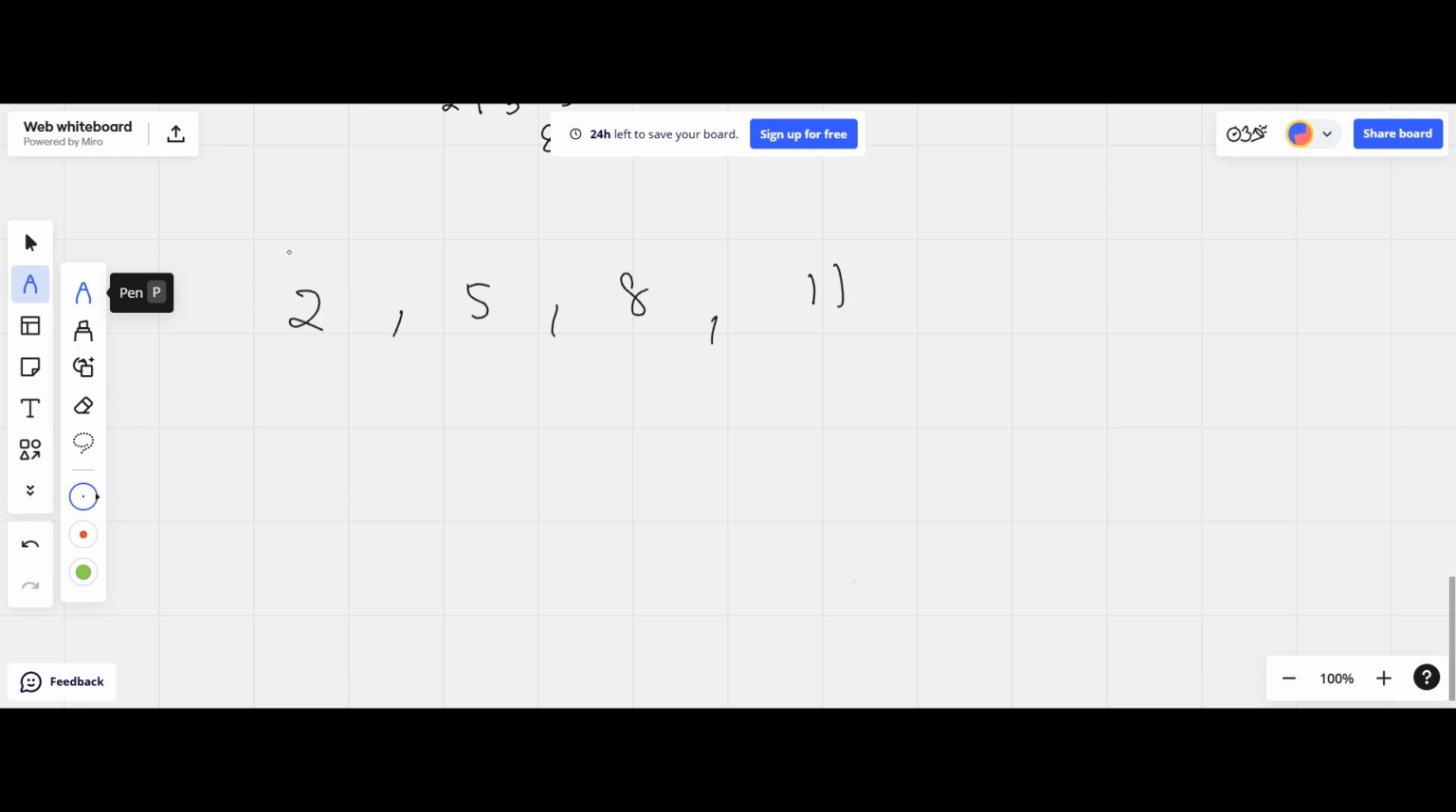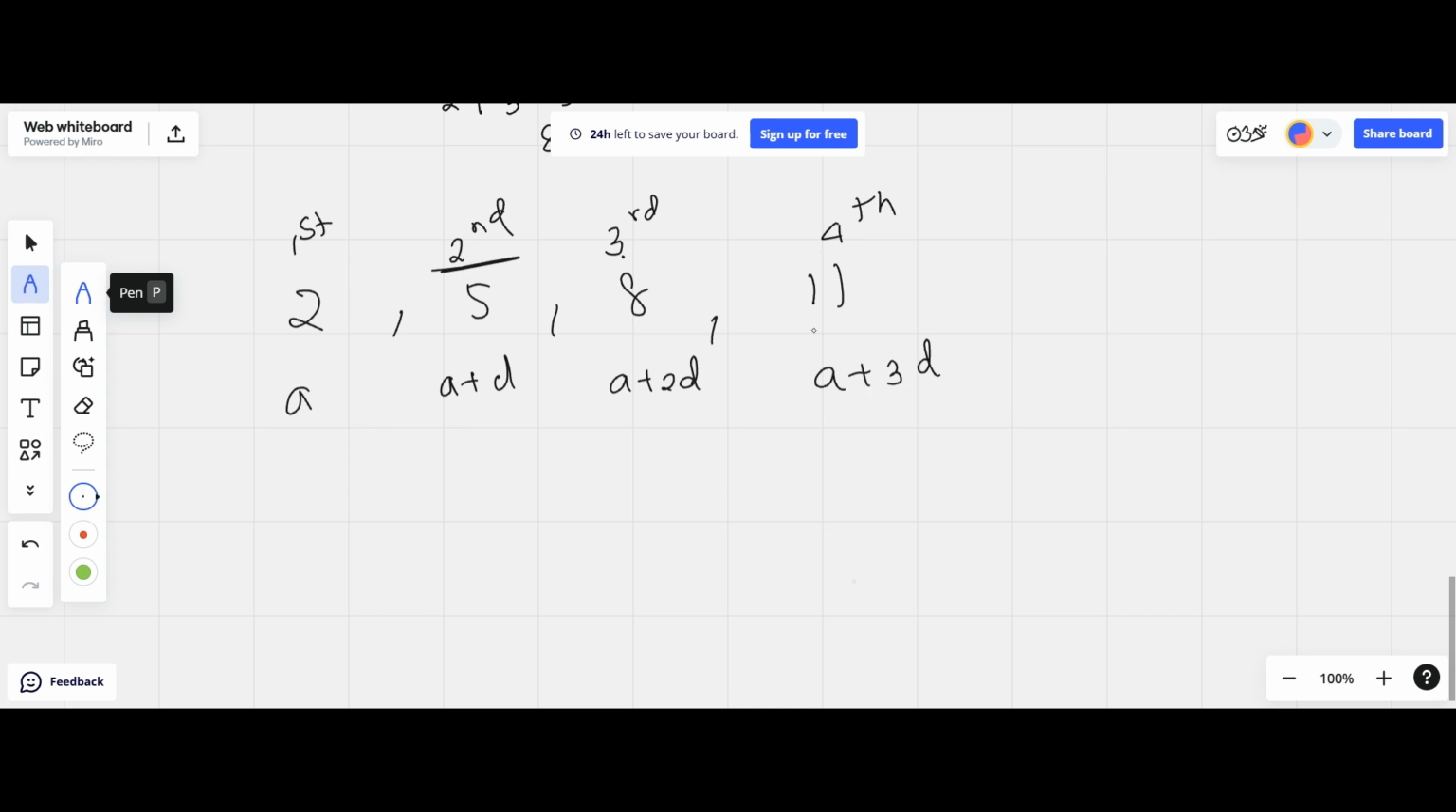This is the first term, this is the second term, this is the third term, this is the fourth. Term means number: first number, second number, third number, fourth number. Here a. This is a plus d. This is a plus 2d. This is a plus 3d. The second term is a plus 1d, the third term a plus 2d, the fourth term a plus 3d.